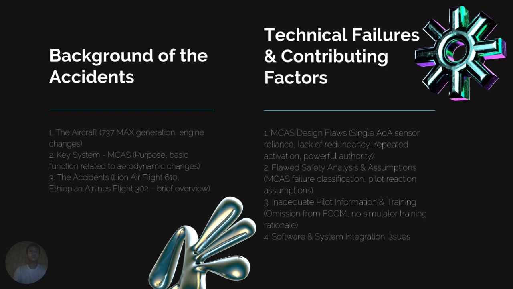The main issue is that MCAS was too strong and could activate again and again. It used only one sensor with no backup, and Boeing didn't tell the pilots about MCAS. Pilots had no training for it, and the FAA let Boeing check some parts by itself, which led to less control. And why did this happen?